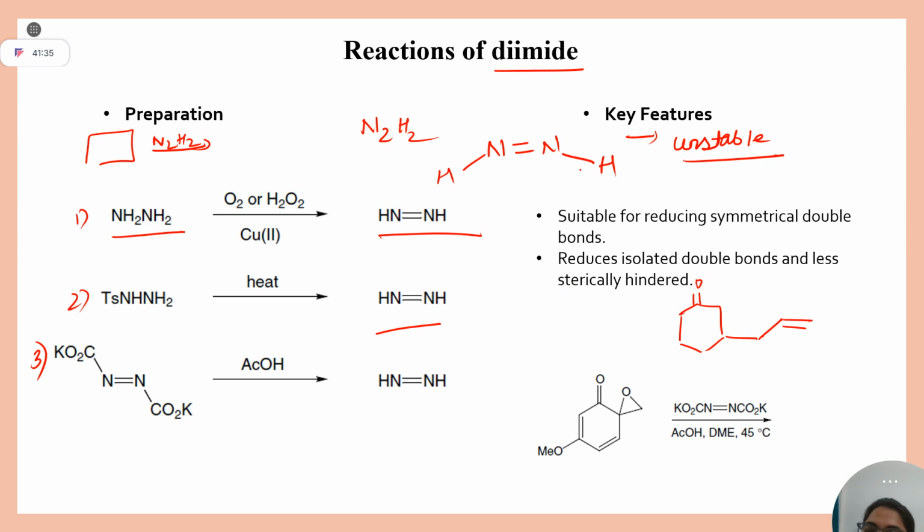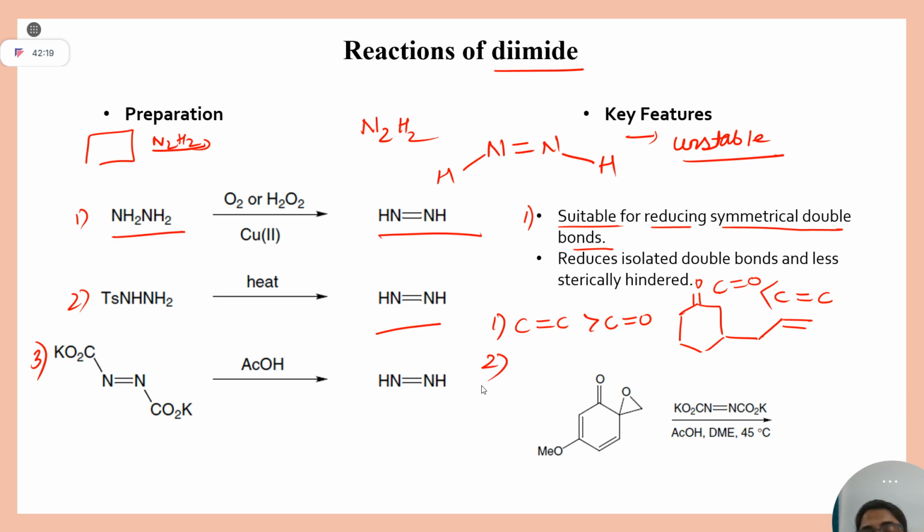Let's say you are having this ketone and you are having this olefin, right? So what is the first point of this reagent? It is suitable for reducing your symmetrical double bonds. This double bond is between carbon and carbon, and this is between carbon and oxygen. So this is symmetrical. So first point: olefin will be selectively reduced in presence of diamide, then carbon. Okay. It reduces isolated double bonds and they should be less sterically hindered.